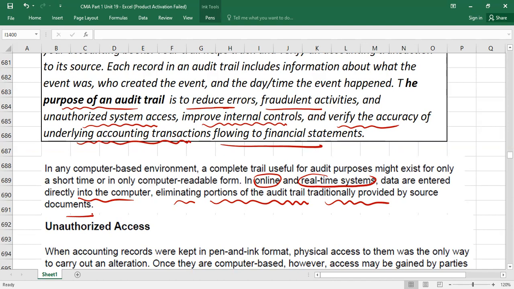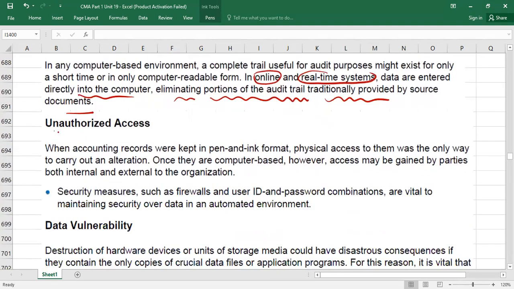I told you what an audit trail is, and I told you what the risk is: in an online real-time system, where data is directly entered into the computer, portions of the audit trails traditionally provided by source documents are eliminated, because we don't have many source documents in online real-time systems. This is the risk. The second risk, when you apply IT to your work, is unauthorized access.